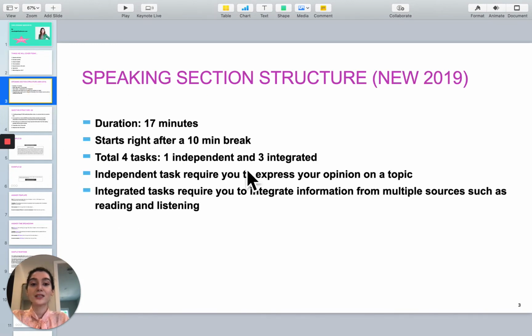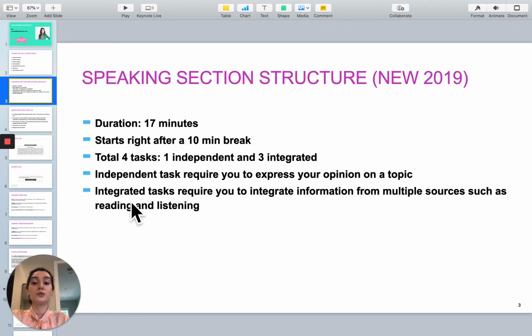So first, let's start by talking about the general structure of TOEFL speaking. As you might know, starting August 2019, there are only 4 tasks on this section. There's one independent question, which is your question number 1, and there are 3 integrated tasks, which is question 2 to question number 4. The independent task is the one that requires you to express your opinion on a topic and there is no reading or listening given to you.